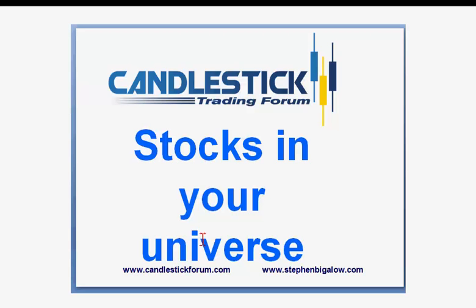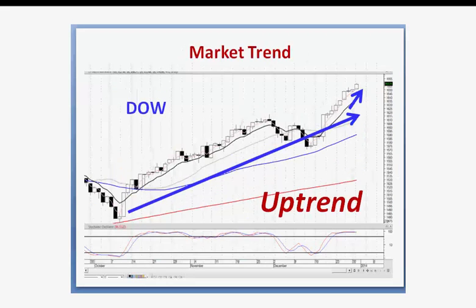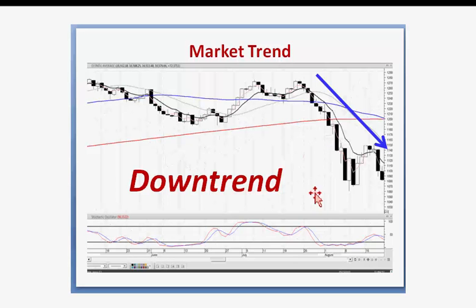All right, so you can make your universe whatever you want. When we're scanning, we're looking for the signals and patterns, the fry pan bottoms, the flutter kickers, like we saw a while back in Amazon. We also look for patterns or signals for evaluating which way the trend is moving. For example, the morning star signal in the Dow, or the morning star signal right here on the J-hook pattern, tells us we're in an uptrend, or whether we're in a sideways mode, which is what we're seeing right now in these markets, or in a downtrend.